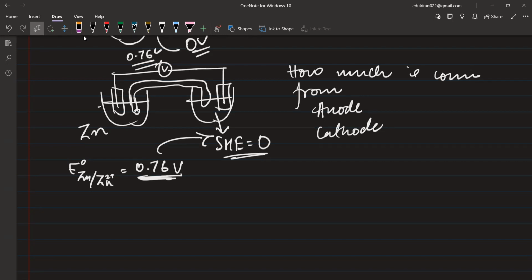वहीं पे हम लोगों ने देखा कि जब कॉपर रख रहे हैं यहाँ पे, when we are keeping copper here, we have copper and here we have SHE.